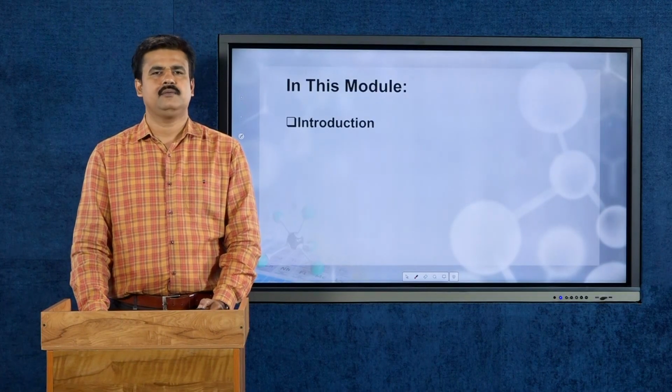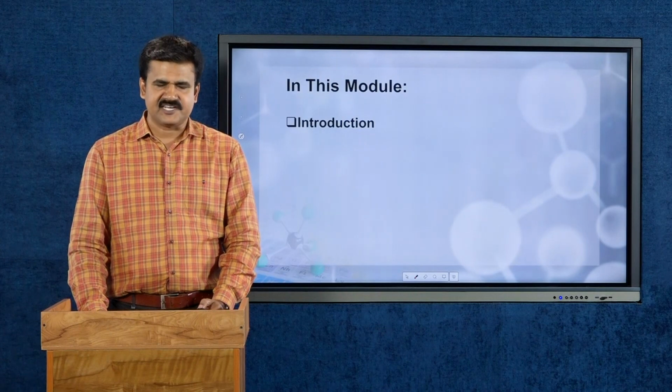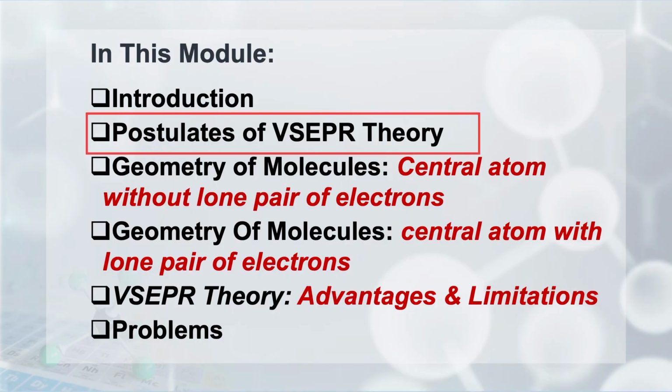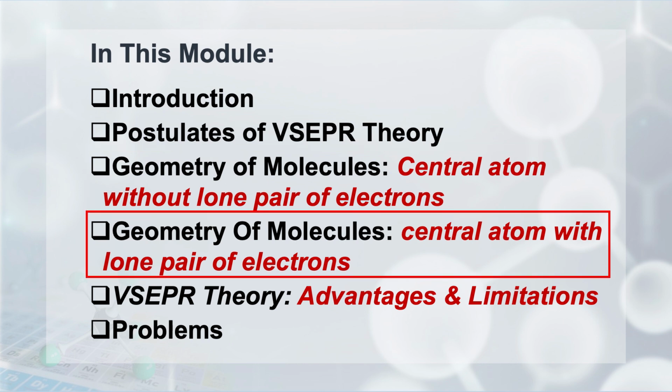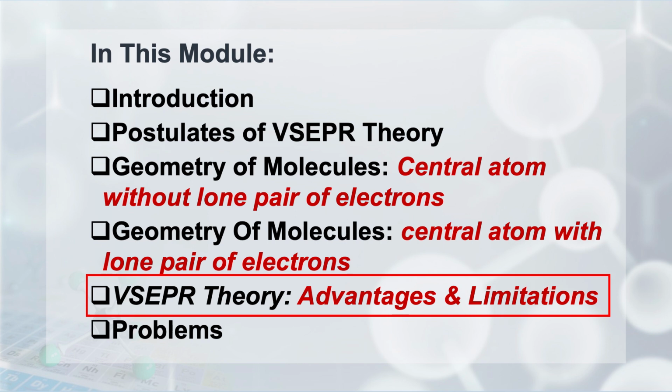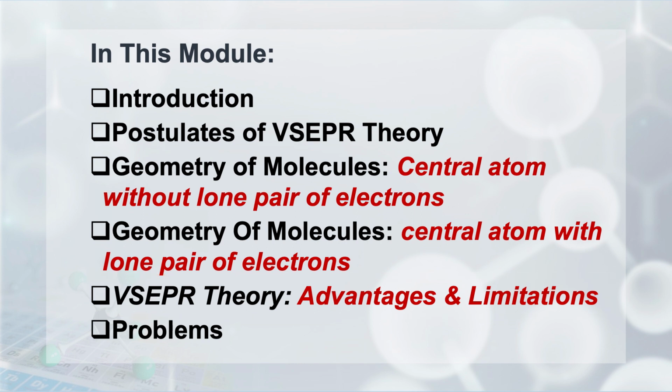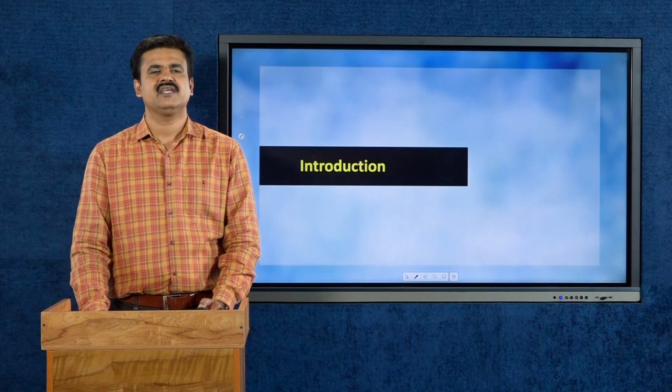In this module, there is an introduction, postulates of VSEPR theory, geometry of molecules where the central atom is without lone pair of electrons, geometry of molecules where the central atom is with lone pair of electrons, VSEPR theory, its advantages and limitations, and problems based on these concepts. First of all, introduction.